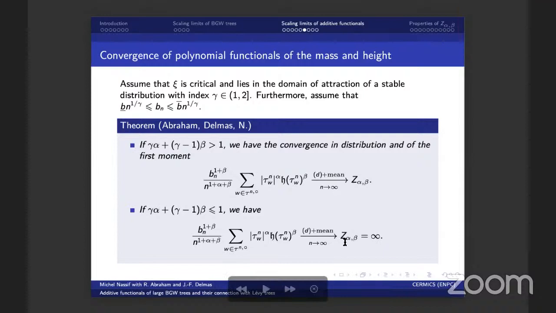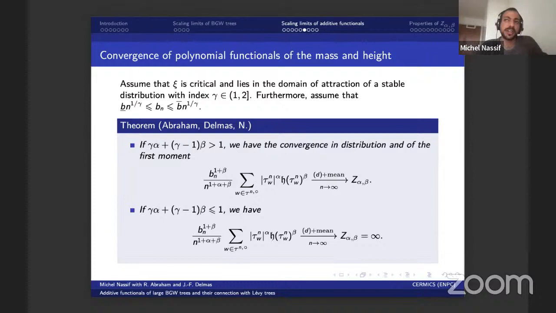Sorry, the measure mu in the previous slide, it was a measure on vertices of the tree? On the tree, yes, mu. Yes. It was defined by what? It's the measure that comes with the tree, in the construction of the tree. Yes. Oh, thank you.